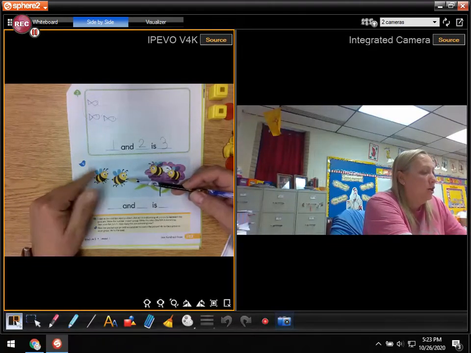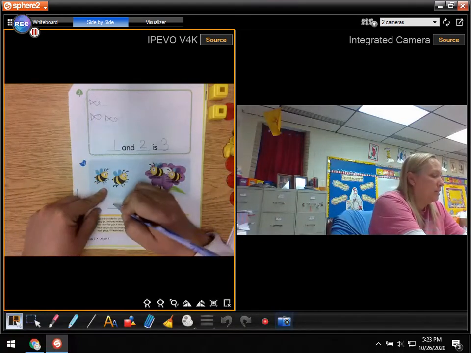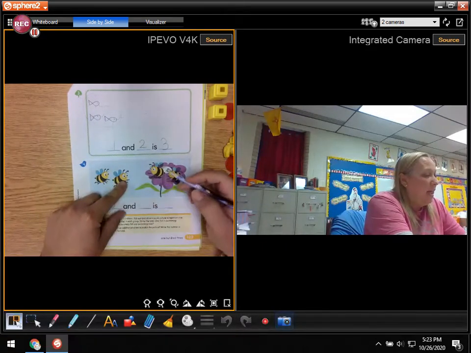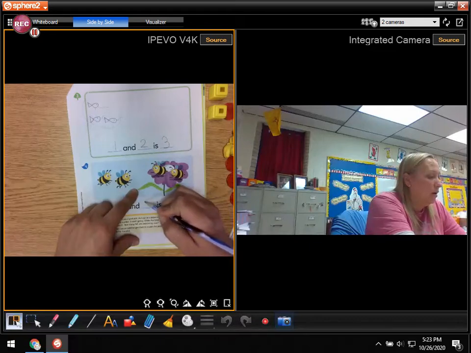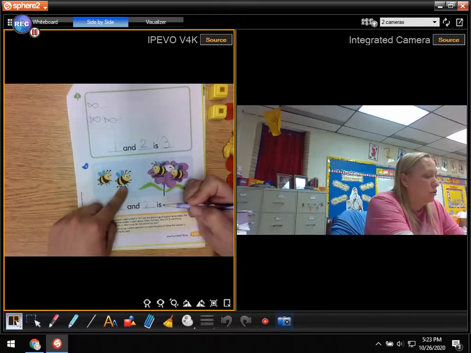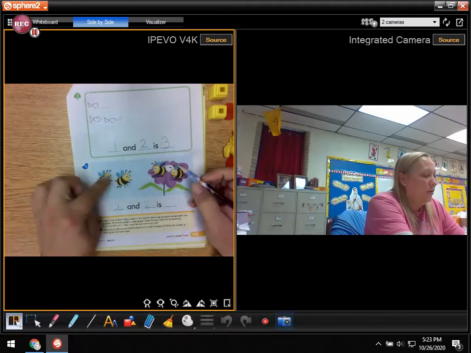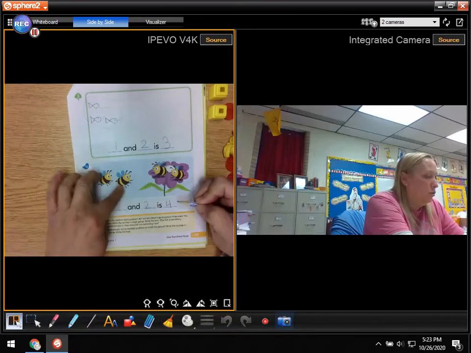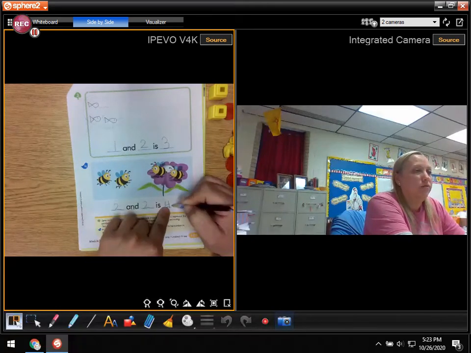I might say, I have 2 bumblebee friends that are playing in the sky. So 2, 1, 2. And they wanted to join the other 2 bumblebee friends that are hanging out on a flower. So 2 and 2 is how many altogether? 1, 2, 3, 4. So 2 and 2 more equals or is 4 altogether.